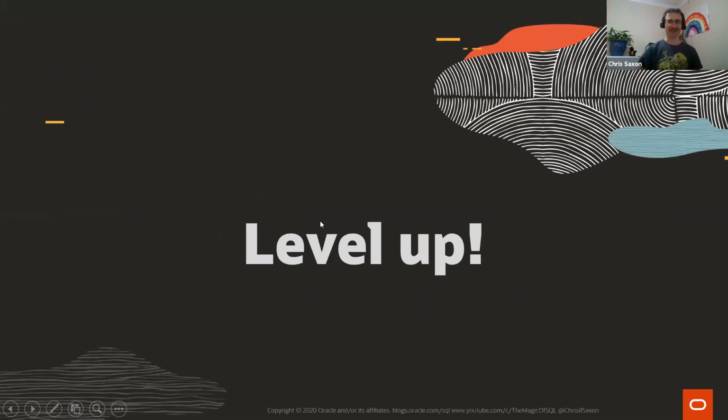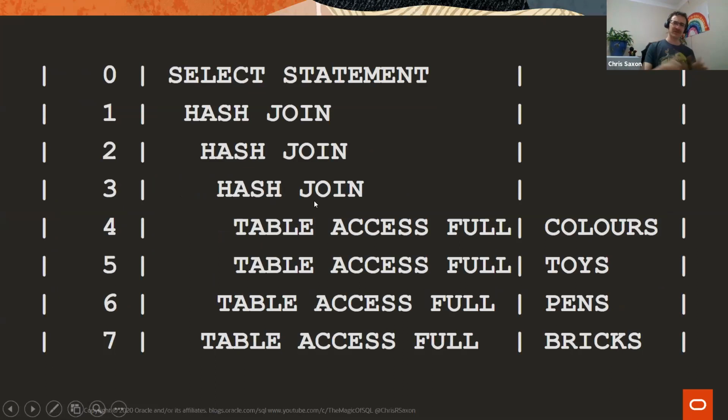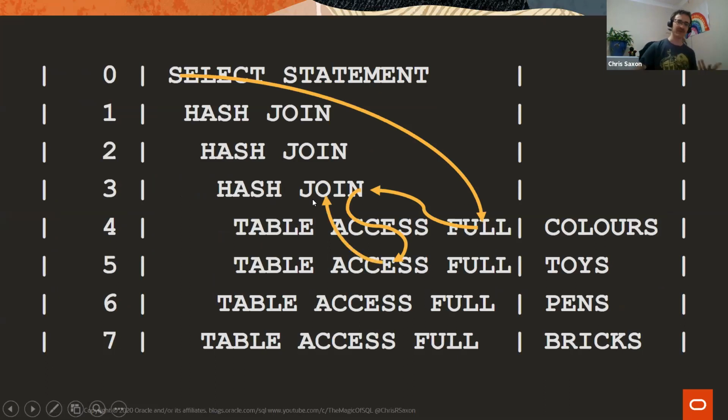Let's level it up a little bit. Okay, let's go for a 4-table join. Looks a little bit more complicated, but the process here is exactly the same. Start with that select statement, work our way down to the first leaf, that's our colors table, read the rows out of that, pass them to the hash join, go for the next leaf, get the toys, pass them up to the hash join. Now at this point, there are no other children for that hash join. So we skip the next unvisited leaf, just go straight up to its parent.